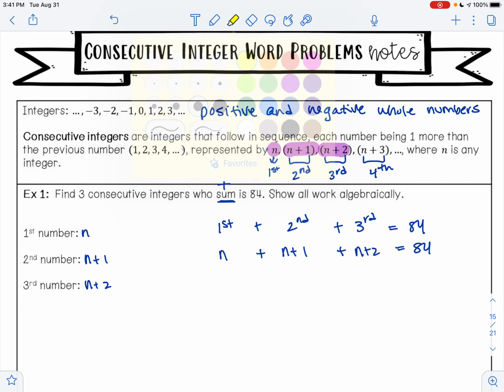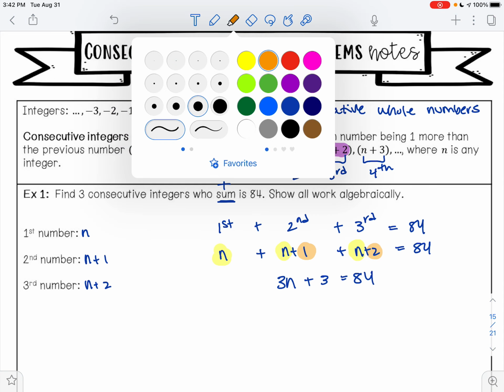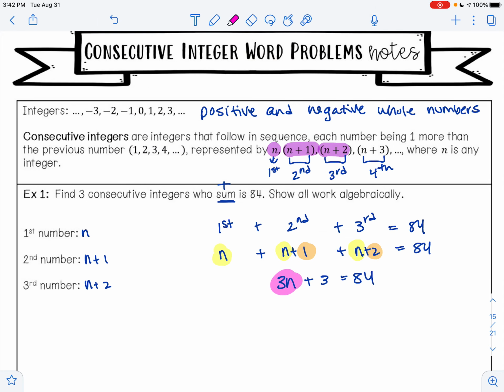To solve, I'm going to begin by combining like terms. n plus n plus n is 3n. And then 1 plus 2 is 3. To solve, I want to get 3n by itself. So I need to undo addition. The opposite of addition is subtraction. So I am going to subtract 3 on both sides. So I'll have 3n is equal to 81.